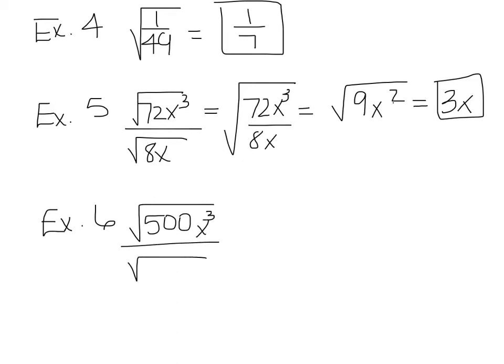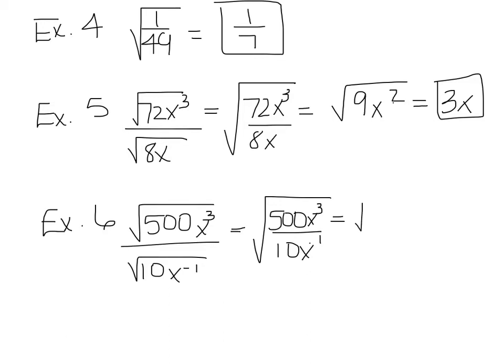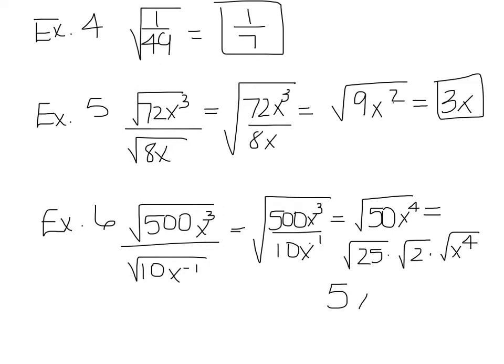Let's try this one. I'm going to put it under 1. 500 divided by 10 would be 50. 3 minus negative 1 is 4. So then when I break down 50, I'm going to use 25 times 2 times x to the 4th. Well, square root of 25 is 5. The square root of x to the 4th is x to the 2nd. And then I still have that square root of 2 left over. So that's what happens if it's not a perfect square.